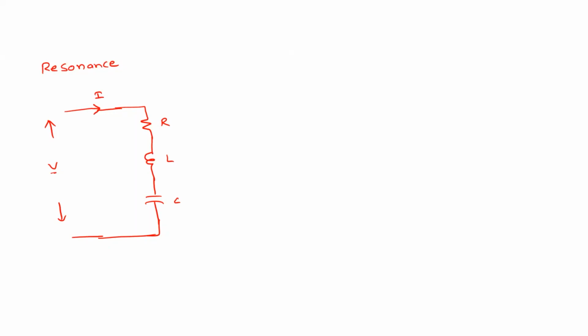So when the voltage is in phase with the current, it is only a resistive circuit. But you have two elements here. This can be written as j XL, and this can be written as minus j XC. So when this circuit will be only resistive, XL equals XC.